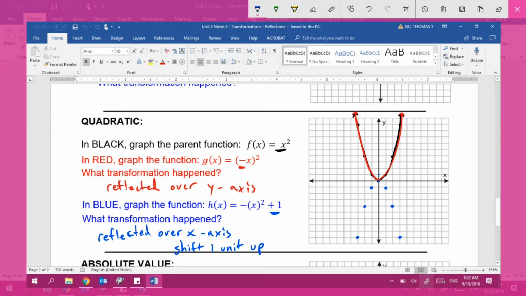So right here, right here, right here, here and here, and then lastly right there, right there. And this would be my h of x. Reflection over the x-axis and shifted 1 unit up.